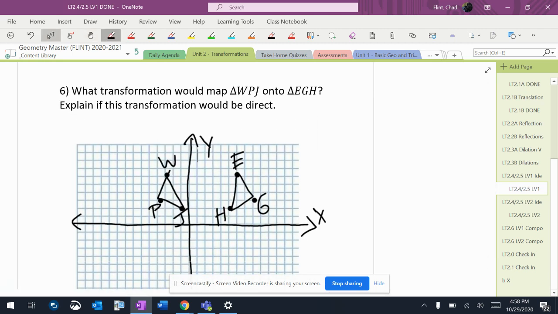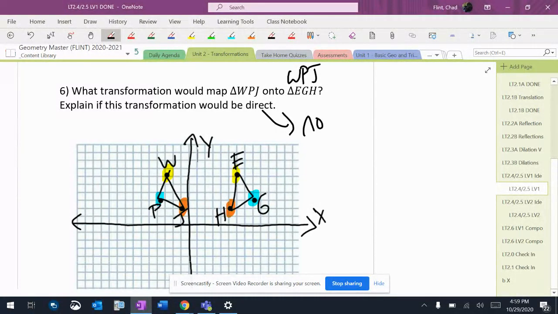Okay, let's answer the direct indirect first. I should have done this with the last one. If you watched 5, I didn't do this, and I should have. So I'm going to make sure I do it this time. So W ends up at E, P ends up at G, and J ends up at H. If you look at that, that's yellow, orange, blue, yellow, blue, orange. So that is definitely indirect.